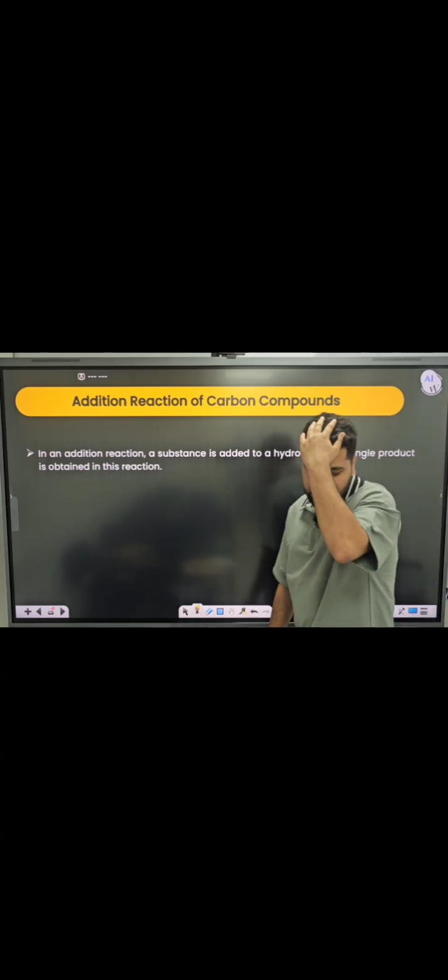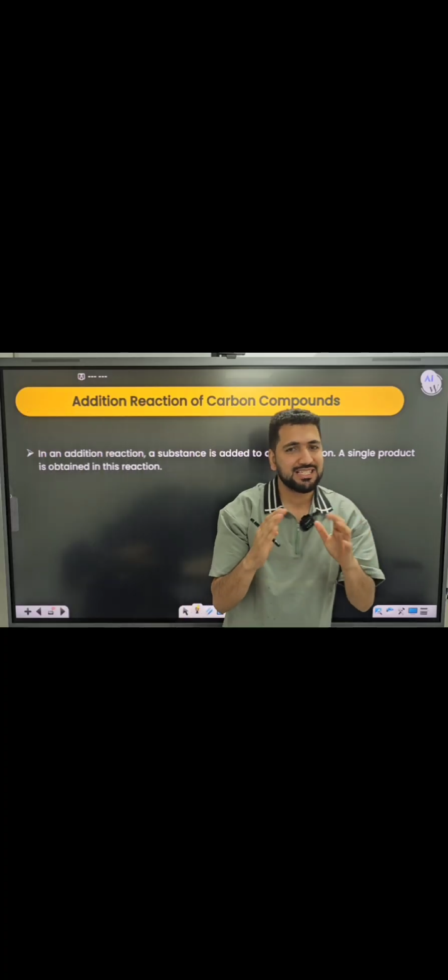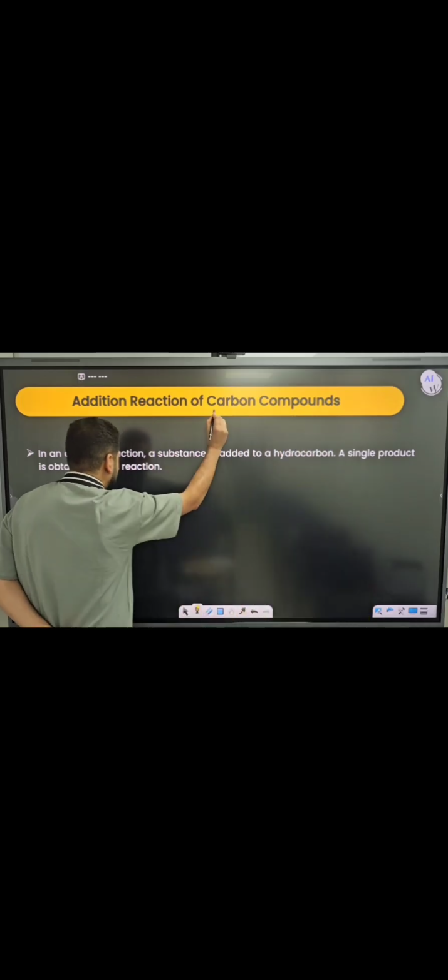Now we have addition reaction of carbon compounds. How exactly will I define this addition reaction? In an addition reaction, a substance is added to a hydrocarbon and you get a single product. One best example is catalytic hydrogenation. We'll take one simple example, catalytic hydrogenation.